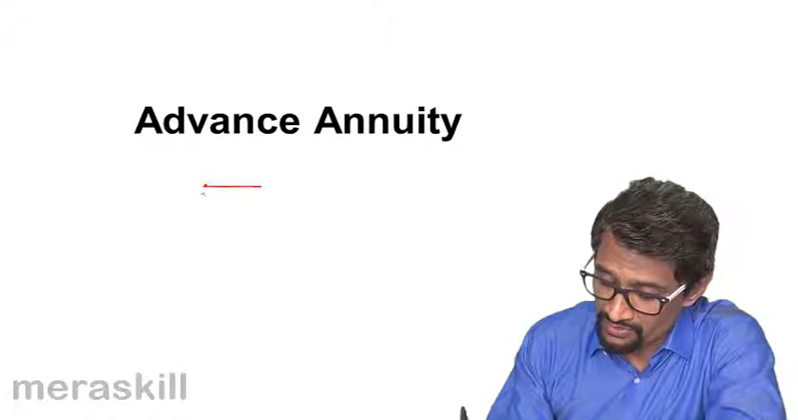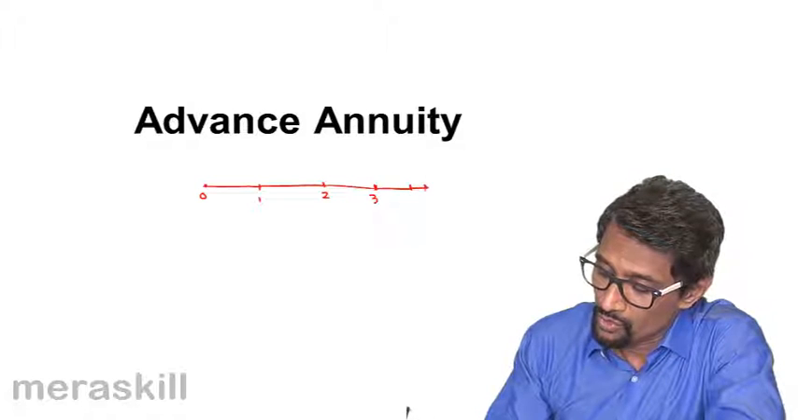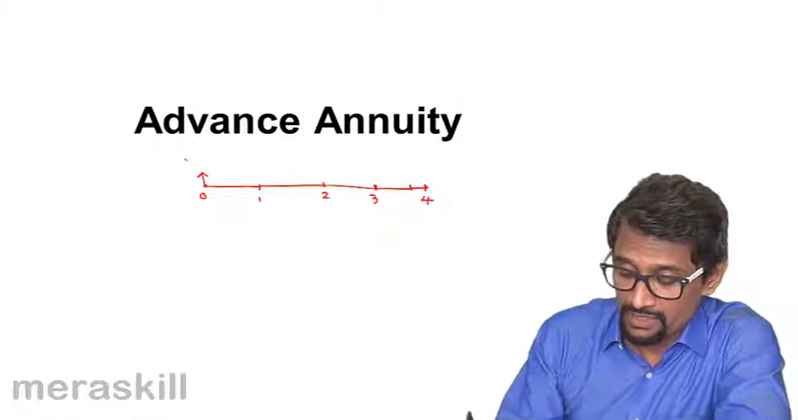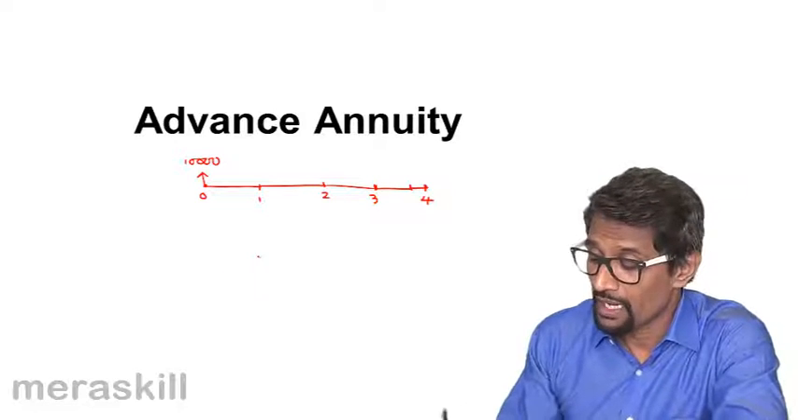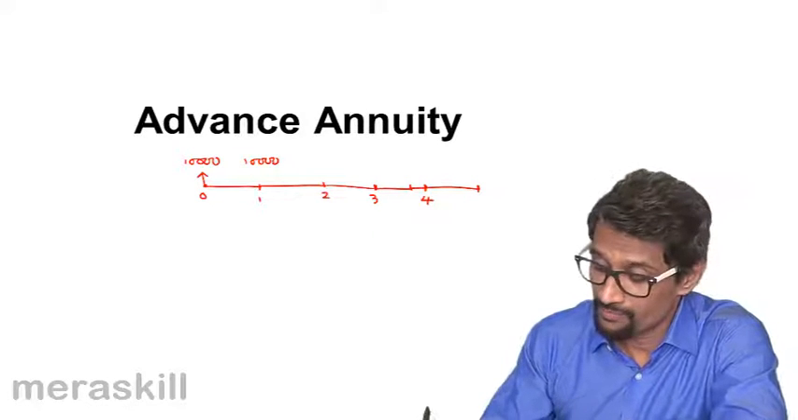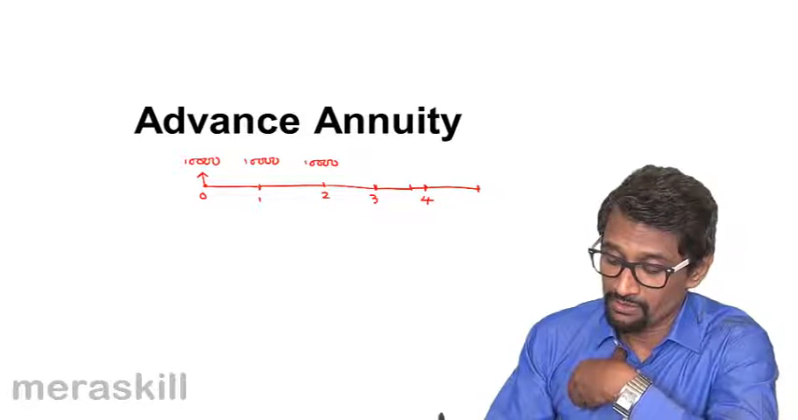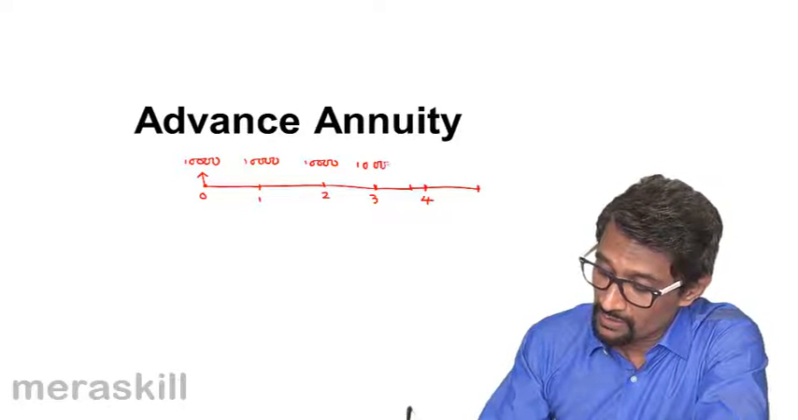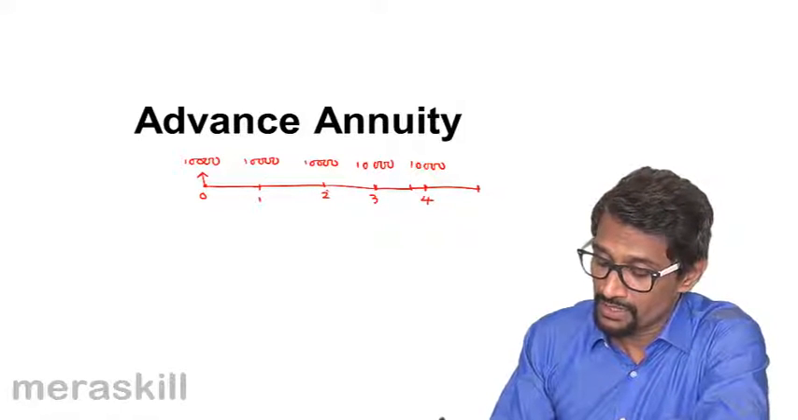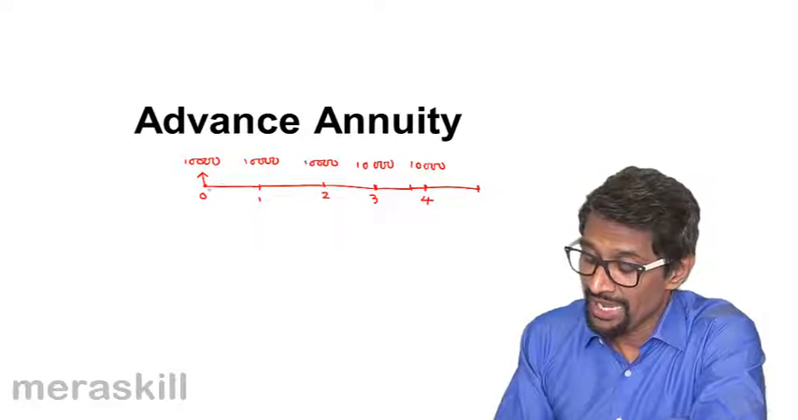Now, in an advance annuity, you have the zero period. So you have the zero period, first period, second period, third period, fourth period, and so on. Here you pay the first installment, say 10,000, in the beginning itself. Suppose you need to pay 5 installments, then you pay 10,000 again at the beginning of the first year, the beginning of the second year, the beginning of the third year, and the beginning of the fourth year. So you made 1, 2, 3, 4, 5 installments.